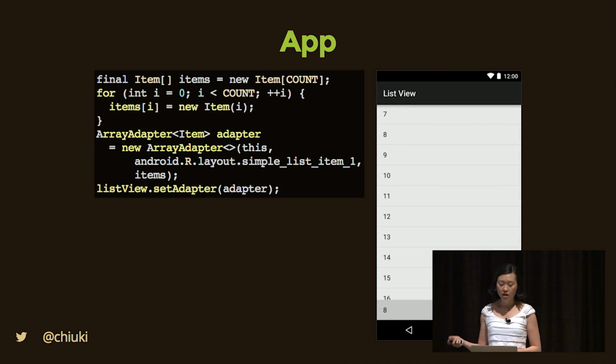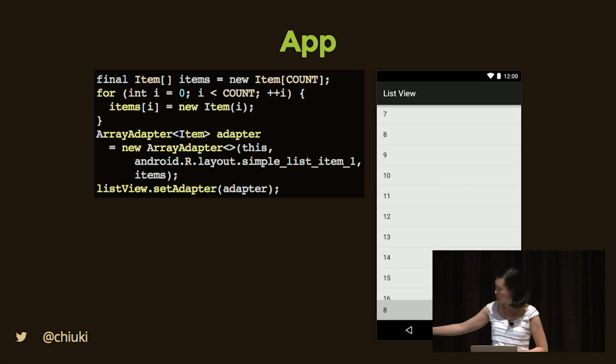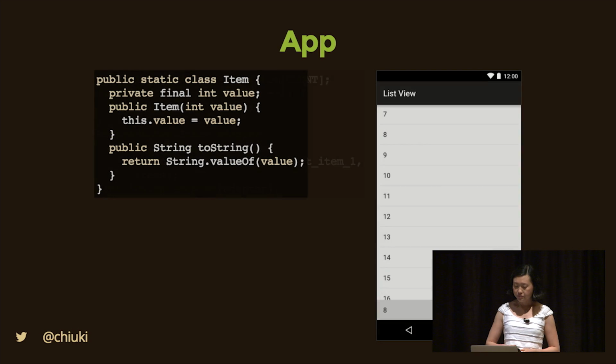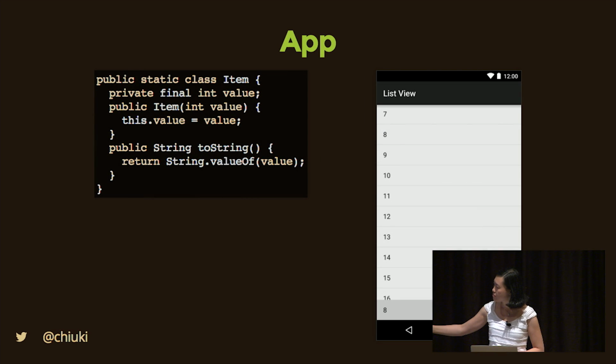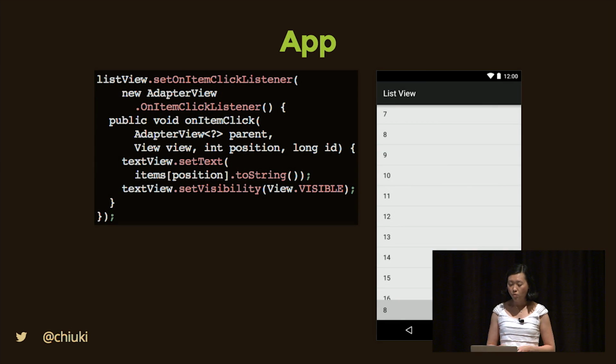Just a very quick look at how the app is set up. I have an array that is the data, of type Item. I made 30 of them, I iterate to fill it in, and I use that to initialize my list adapter. And the item is pretty simple. It has an integer, and when it needs to be displayed, it displays the value of the integer. It's more complicated than I initially said, so there's also an on-click listener.